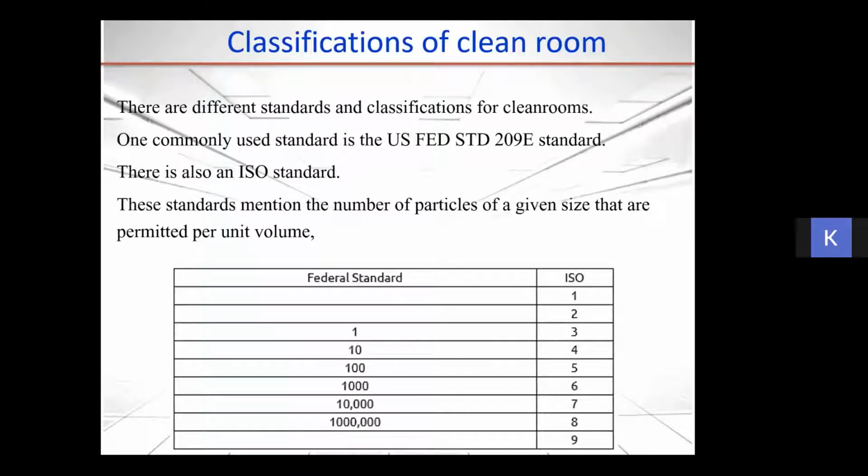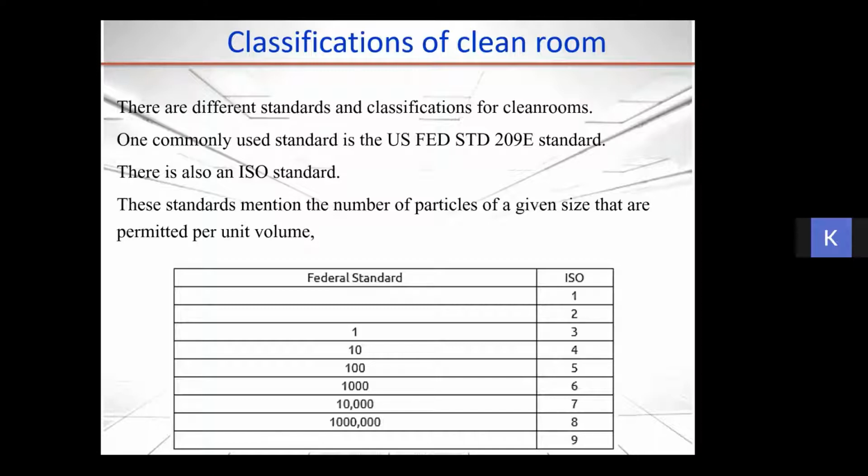So I will not go into details because that has been discussed. There are basically two types of standards that are used. One is called the federal standard and another is the ISO standard. You can see ISO has 9 classifications, whereas federal has only 6. And let's say a 1000 federal standard is equivalent to ISO 6.